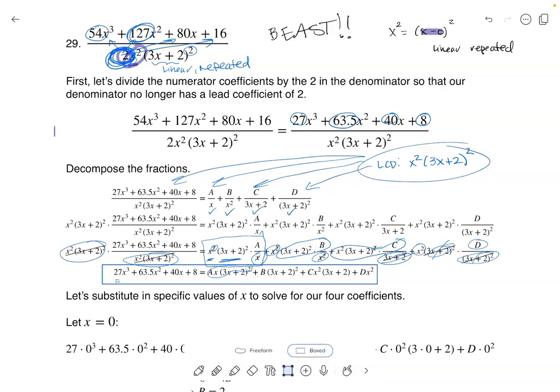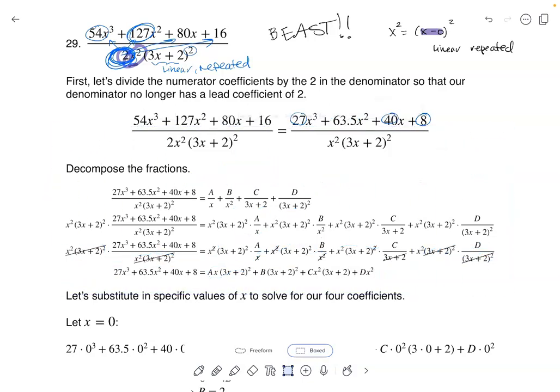All right, and let me clear out my work for right now and just start talking strategy. When I think about numbers I want to sub in for x, I want to see what would zero out x.